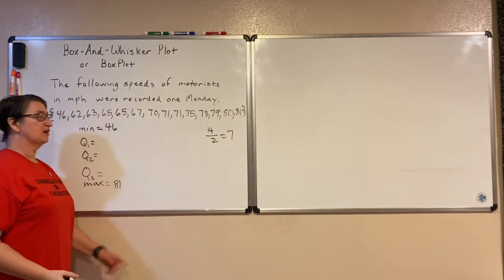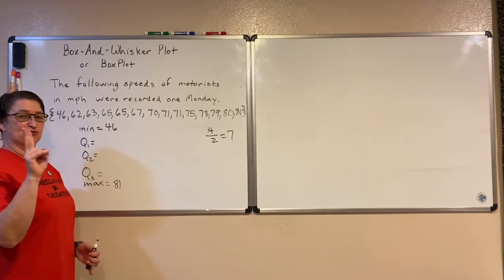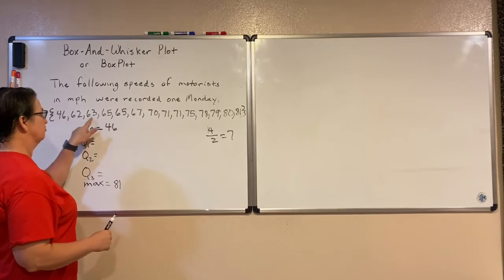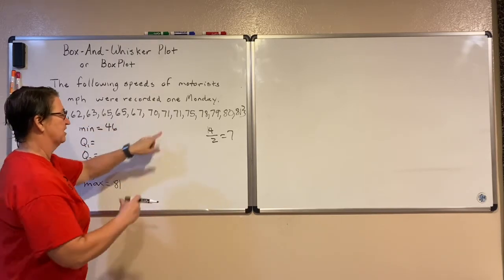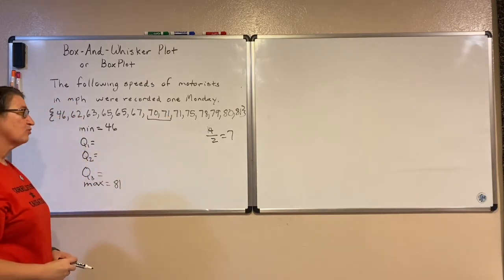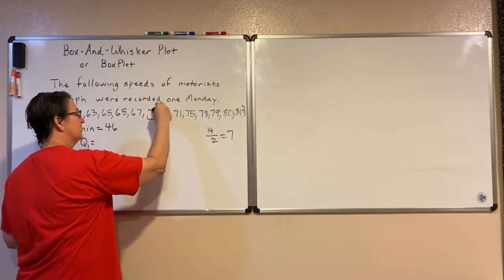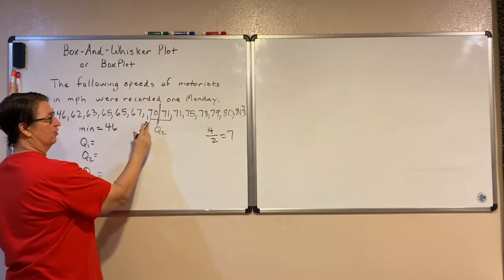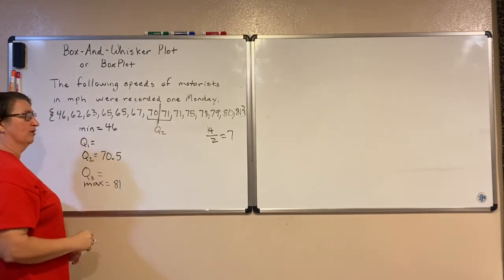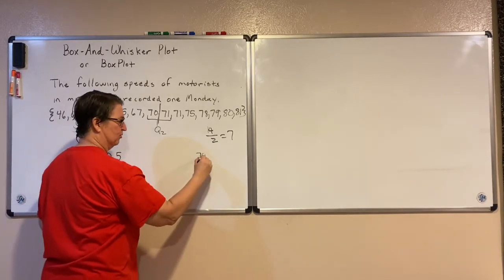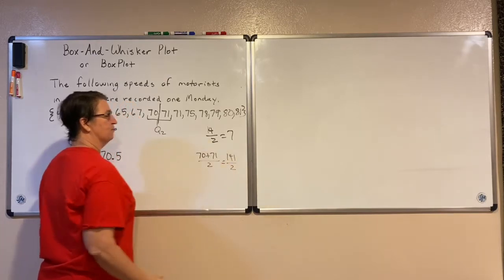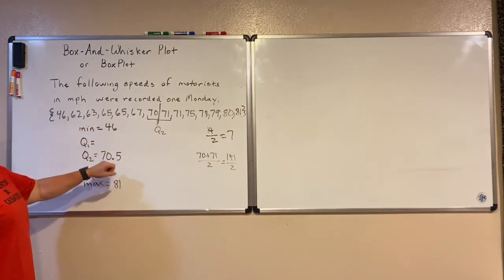So I know that because this is an even data set, I'm going to have 2 numbers in the middle. It's going to be the 7th and the 8th number. 1, 2, 3, 4, 5, 6, 7, and 8. So I'm looking in the middle of that 70 and 71. Right smack dab in the middle of that is going to be my Q2. The number that's in the middle of that is 70 and a half, 70.5. You can find that by adding the 2 numbers together and dividing by 2 if you need to. Remember, that's just the midpoint. So in between those two is 70 and a half.